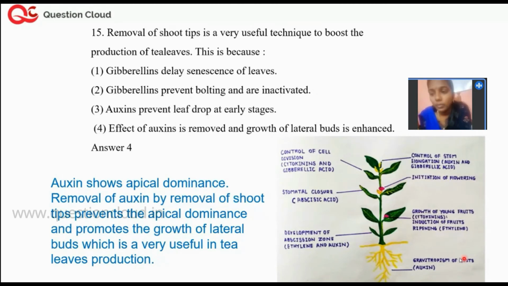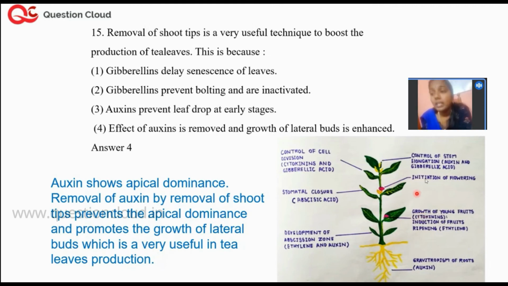Another property that facilitates this is auxins. So here it is mentioned, right? The induction of fruit ripening is very important. After the fruit is produced, to ripen it you need a hormone in plants which is called ethylene. And for the tiny buds to grow into bigger fruits, you need a hormone which is called cytokinins. So cytokinins are very, very important for maturation of fruits.